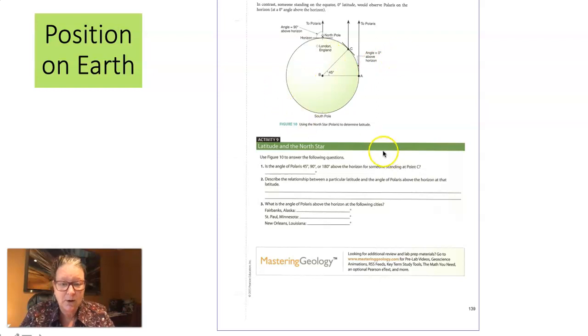And so then there are some questions that ask you to explain this relationship, as I just sort of did, and then figure out the angle that Polaris would be above the horizon at, for example, Fairbanks, Alaska. So what you would need to do is figure out what is the latitude of Fairbanks, Alaska, and that angle will be the same as the angle that Polaris is above the horizon. So it's a pretty cool relationship.